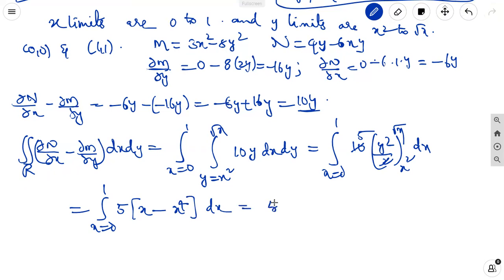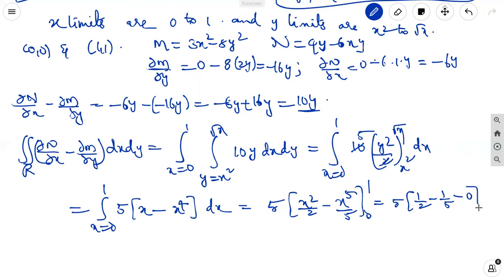It is equal to 5, a constant. The integral of x dx is x square by 2, minus the integral of x to the power of 4, which is x to the power of 5 by 5, limits from 0 to 1. It is equal to 5 into 1 by 2 minus 1 by 5 minus 0. So taking the LCM, 10 is the LCM, 5 minus 2 is 3 by 10, and 5 times 3 by 10 is 3 by 2.